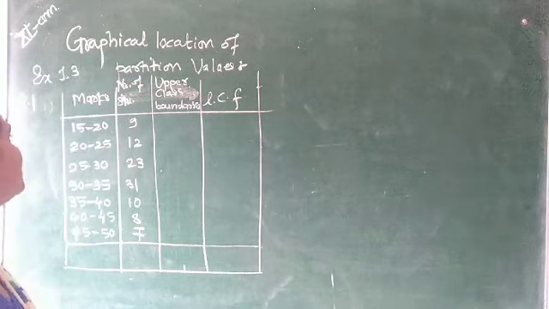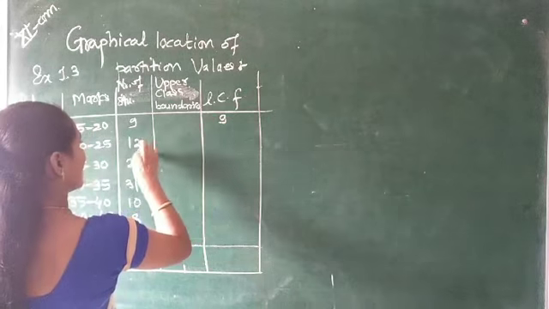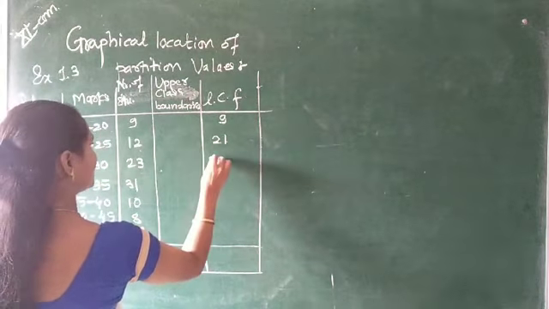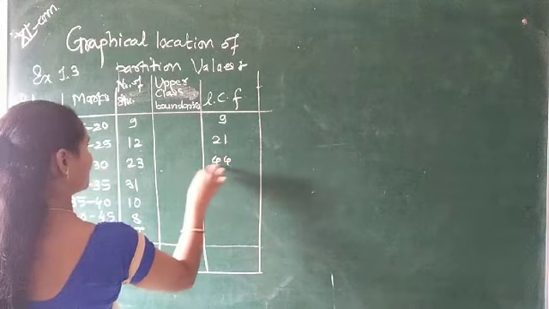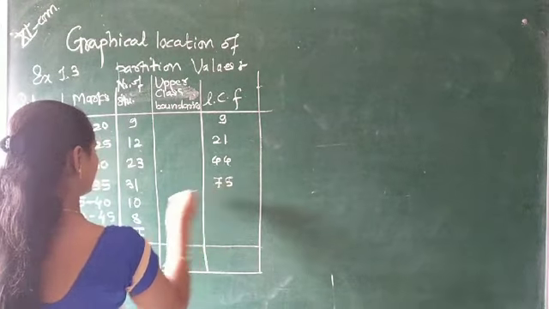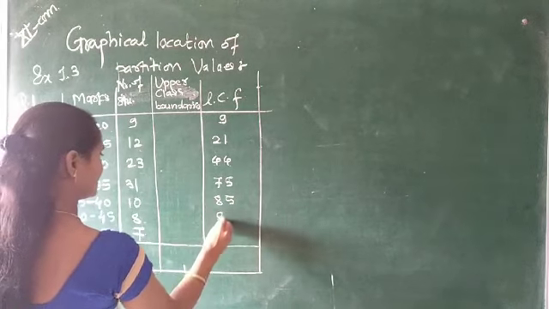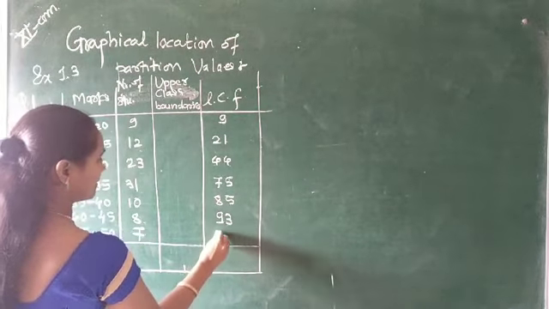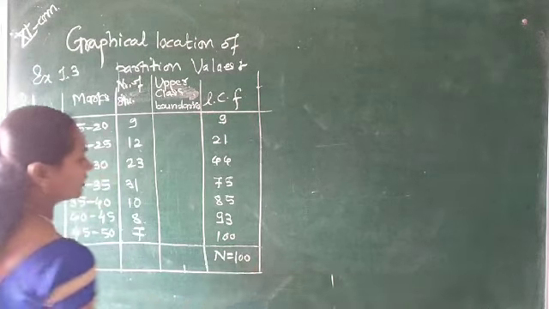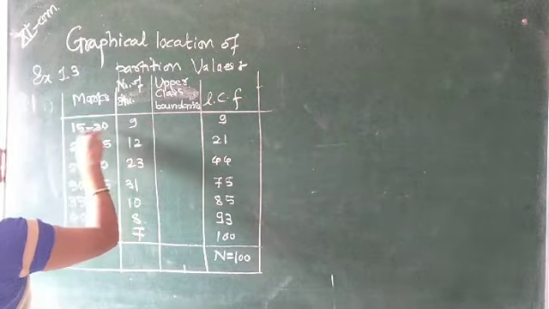So first here we are going to find the less than CF. First 9 as it is. 9 plus 12, that is 21. 21 plus 23, that is 44. 44 plus 31, 75. 75 plus 10, 85. 85 plus 8, that is 93. And 93 plus 7, it is 100. So here n is equal to 100, the total number of observations. Now take the upper class boundary 15, 20.